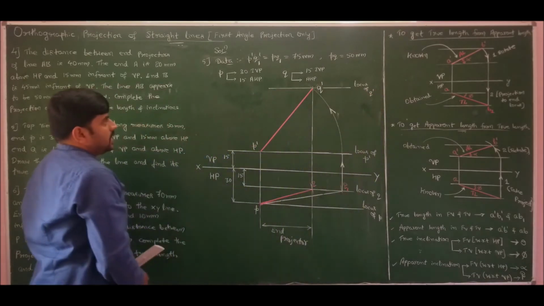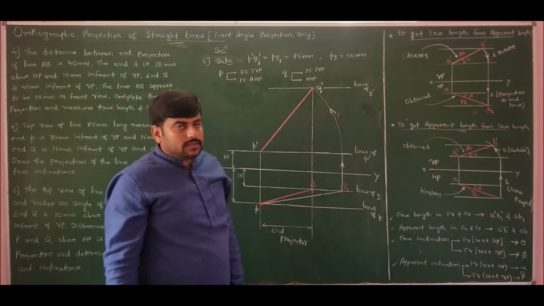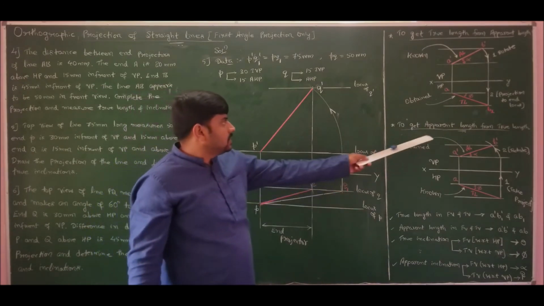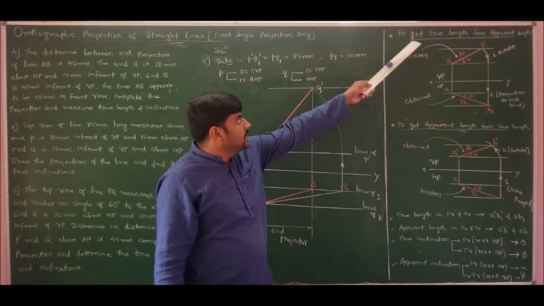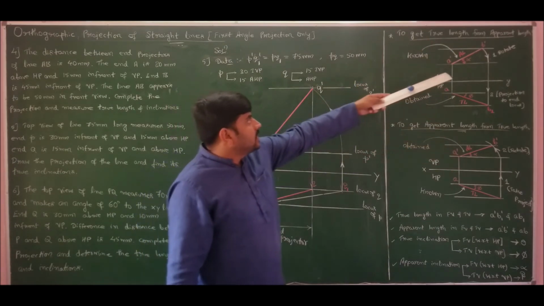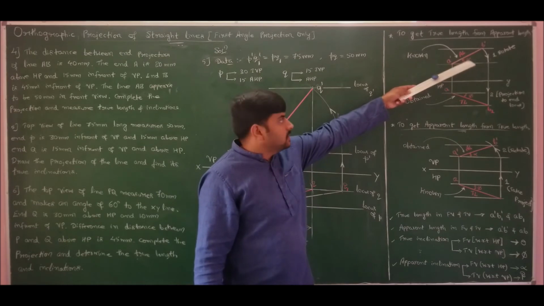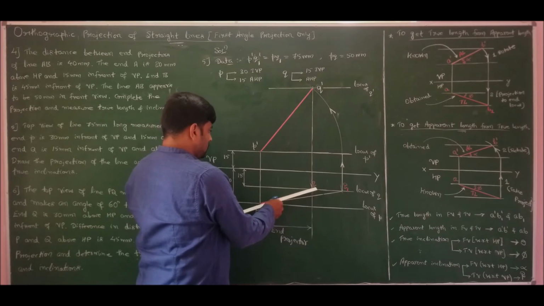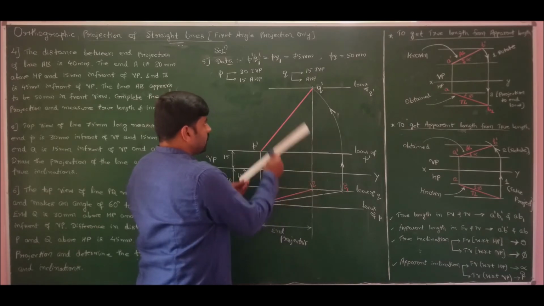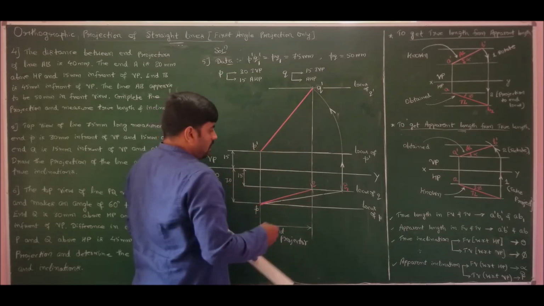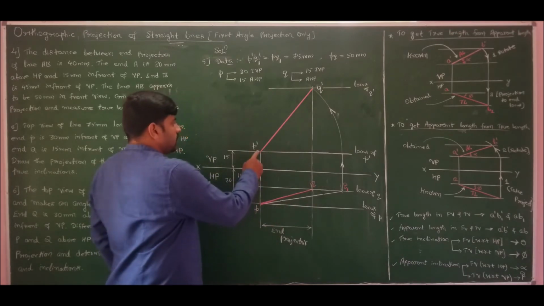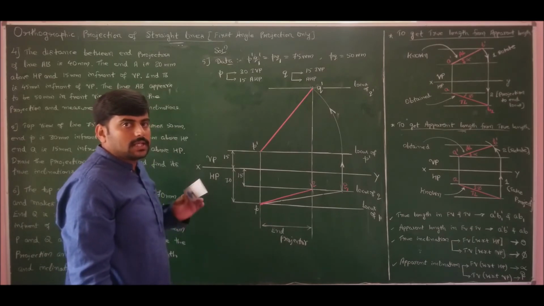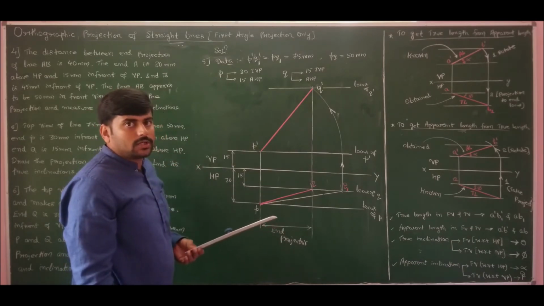Now Q1 dash should lie on this horizontal line. We know apparent length, so we can obtain the true length. To get the true length from apparent length, first apparent length should be rotated and made parallel, then I should drop the perpendicular. Or I already know the dimension of true length, so from here I can just cut an arc to get the true length, because true length remains the same in both front view as well as in top view.